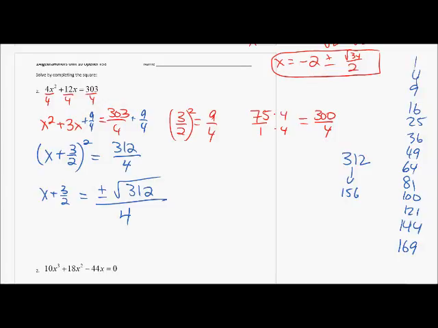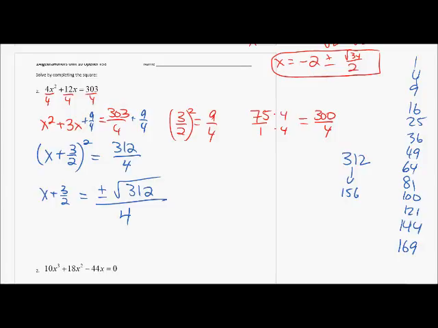So does 144 go in evenly? No. Actually, I'm sorry, I'm looking into 312. So does 144 go into 312? Nope. Does 121 go in? No. Does 100 go in? No, I know that. Does 81 go in? No. What about 64? Not quite. 49. I'm just dividing 312 by these numbers. Does 312 divided by 36 equal an integer?